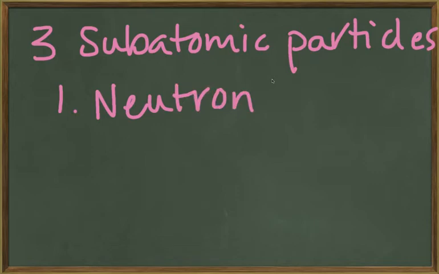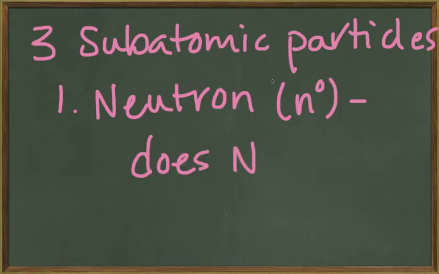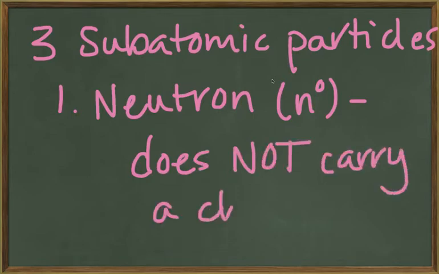First particle that I want you to know is known as the neutron. A lot of times in class, I will abbreviate this as N with a little 0 above it. That little symbol tells you everything you need to know about the neutron. If you just look at the word neutron, neutral, then you know exactly what it is. This subatomic particle does not carry a charge.